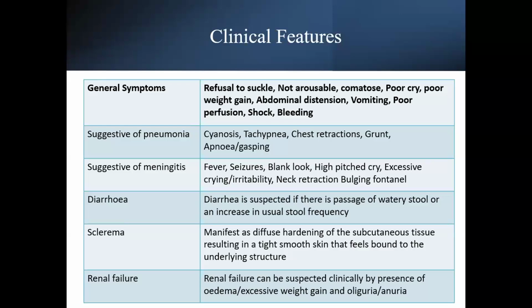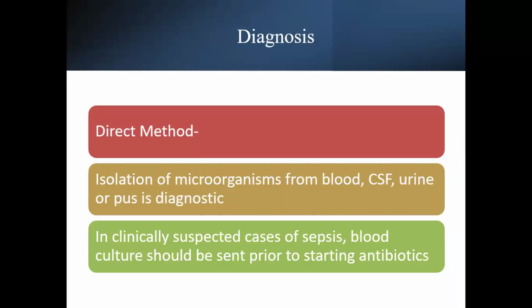Then scleredema is a dangerous complication, and it is basically recognized as diffuse hardening of the subcutaneous tissue, and it is a late finding, and the babies are very sick if you are finding scleredema in the babies. And renal failure, so renal failure can be because of sepsis, or can be because of the drugs which we use. So these are also poor prognostic signs if you are finding renal failure and scleredema in a baby with sepsis. So how to diagnose sepsis?